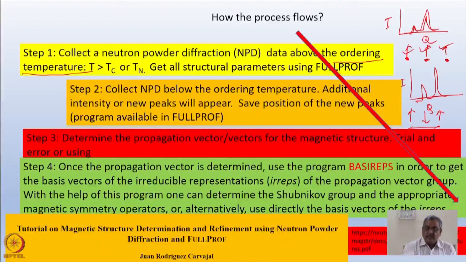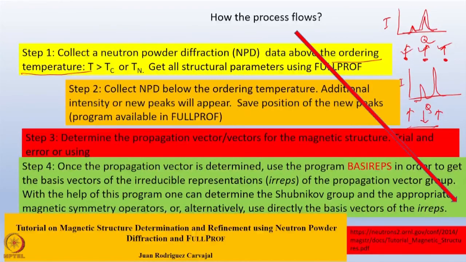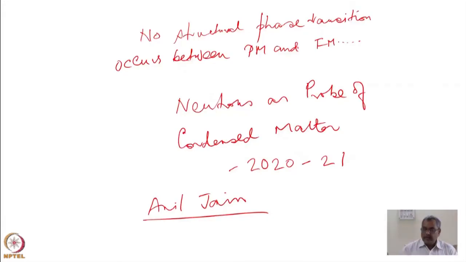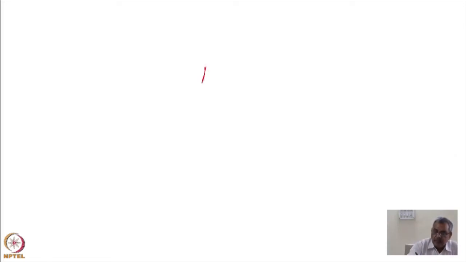So after this, when you start the program, of course the first thing is to determine the propagation vectors for the magnetic structure by trial and error. Once the propagation vector has been determined, use the program BasIrreps in order to get the basis vectors of the irreducible representation. Lot of jumbo mambo, let me tell you. Basically, the symmetry operations of a crystal form a group. Group means that any combination of any two symmetry operations, symmetry operation A carried out after B, gives rise to another symmetry operation C, which is also in the group. That's why they form a group, and there is a unit operator which does not make any change in the system.